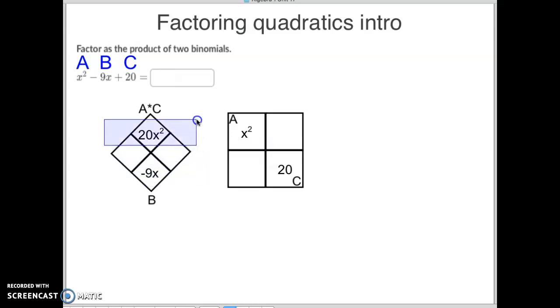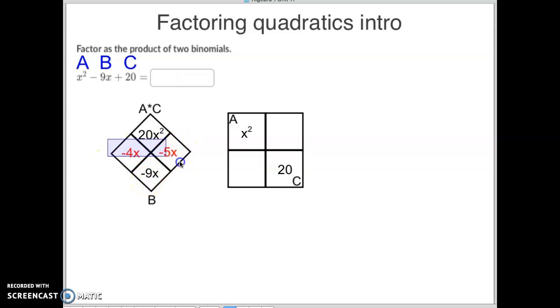Well, you know in order to get a positive, you need to have either a positive times a positive, but two positives will not add up to a negative, or you need a negative times a negative to equal this positive. And a negative plus a negative would create a bigger negative. So what are two numbers that multiply to make 20 that also add up to make negative 9? You probably would come up with negative 4x and negative 5x. A negative 4 times negative 5 is positive 20, while negative 4 plus negative 5 is negative 9.